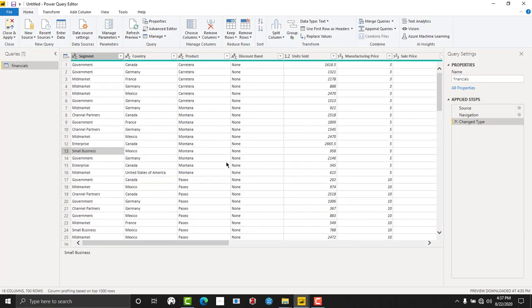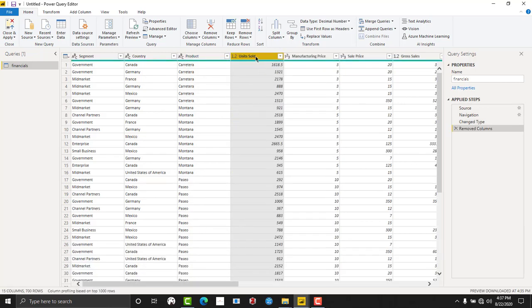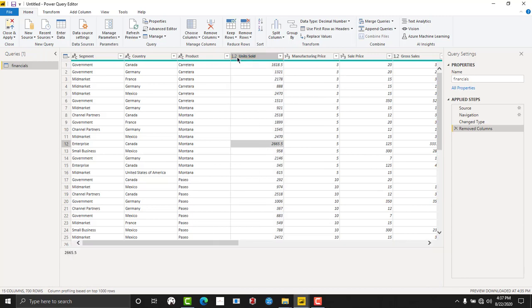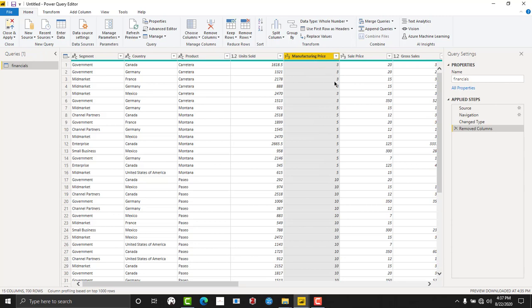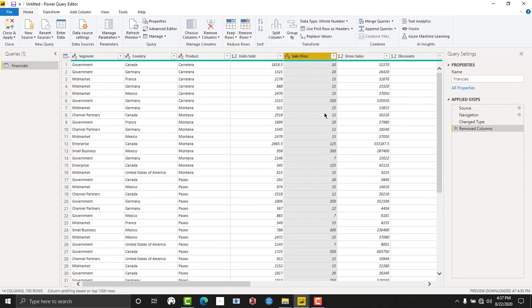The next thing we're going to be doing is to look out for the data types. Now we can see that country is okay, product is okay. We don't need this section, so let's remove it right away. Unit sold is okay, manufacturing price is okay, sales price, so let's take this one out just for the purpose of this analysis, and that's all.